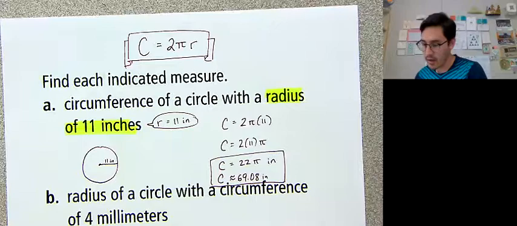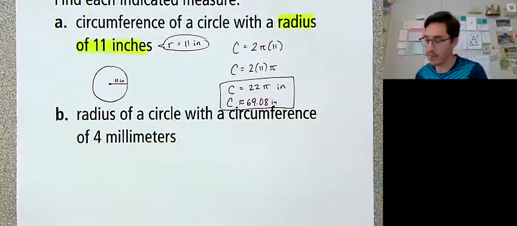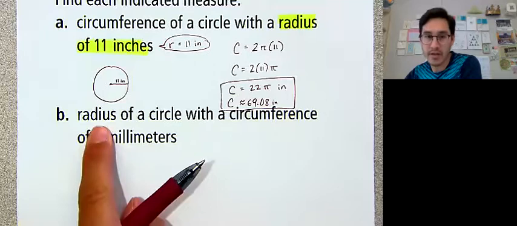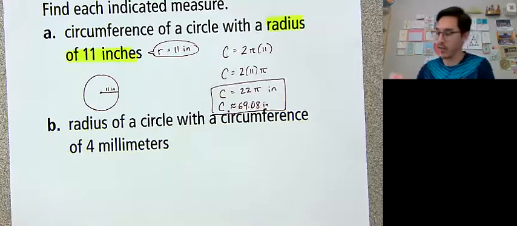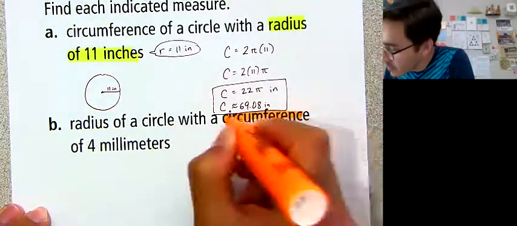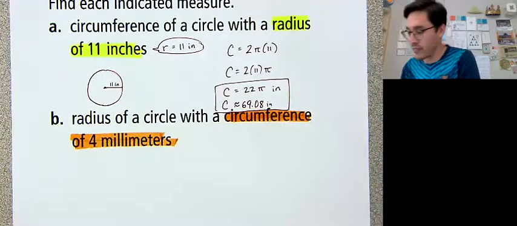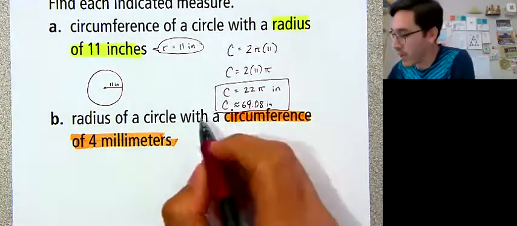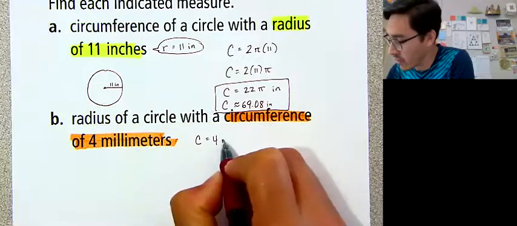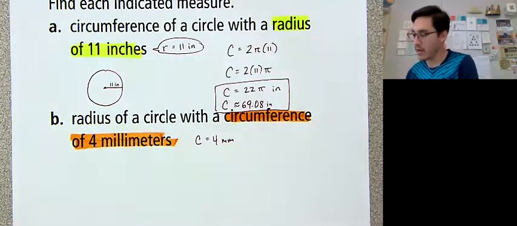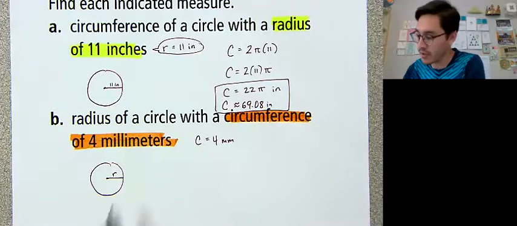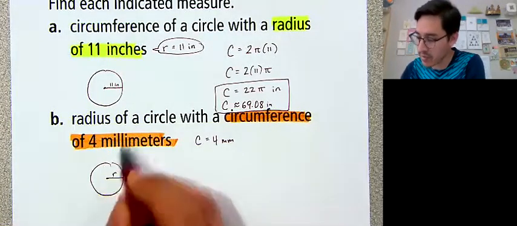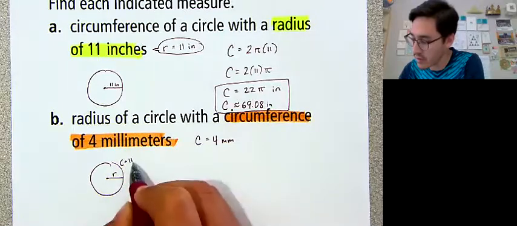All right, let's look at question B. This time we want to find the radius of a circle where we know the circumference is 4 millimeters. Symbolically, we can say C equals 4 mm. You can draw a picture, I guess. So circle, center, radius, we don't know, so I'll just call it r. But the circumference, which is the total distance around that circle, is 4 millimeters.